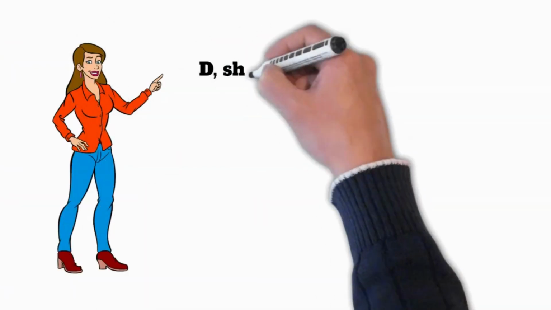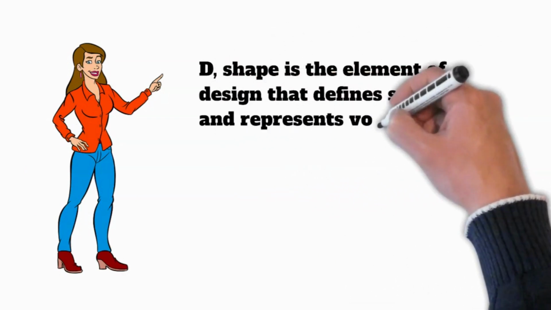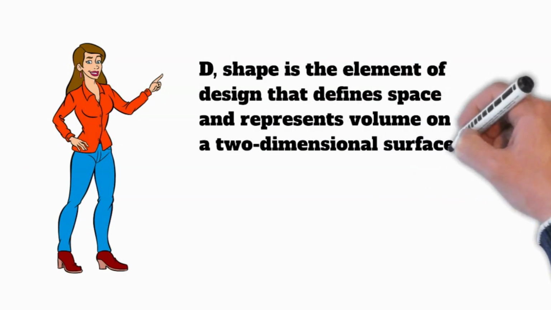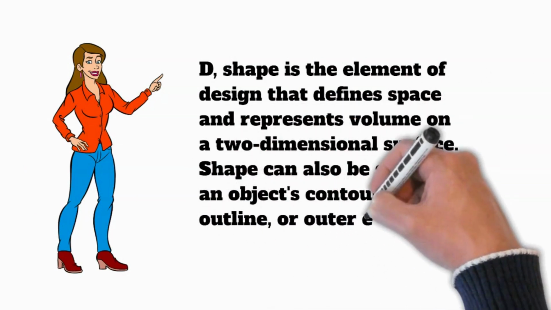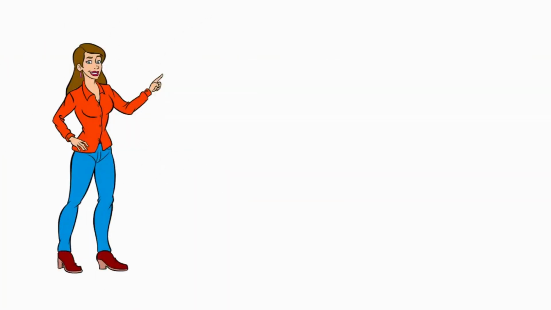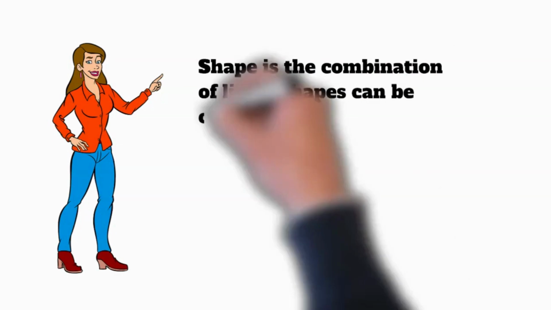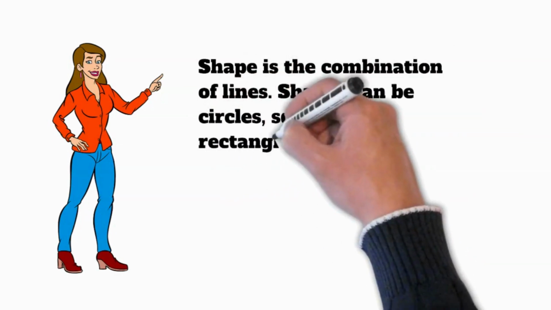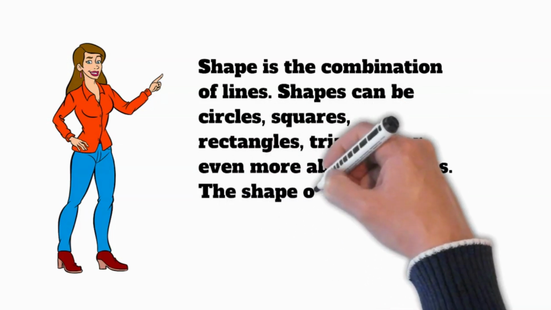D. Shape is the element of design that defines space and represents volume on a two-dimensional surface. Shape can also be seen as an object's contour, outline, or outer edge. Shape is the combination of lines. Shapes can be circles, squares, rectangles, triangles or even more abstract forms.